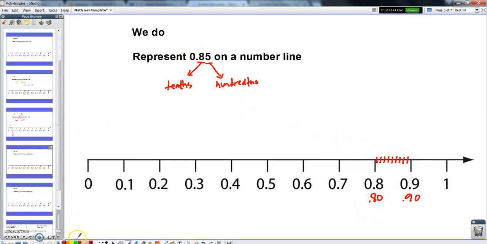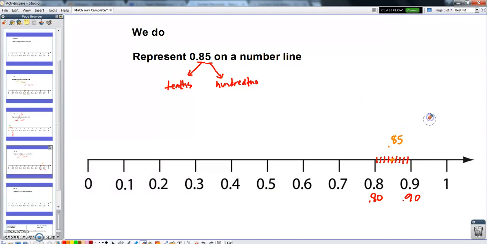And now I'm ready to mark it. I'm going to go to 8 tenths and then to 5 hundredths. That's 80 hundredths, 81 hundredths, 82 hundredths, 83 hundredths, 84 hundredths, 85 hundredths right there. It's more than 8 tenths. It's less than 9 tenths. It's more than 80 hundredths, but it's less than 90 hundredths.